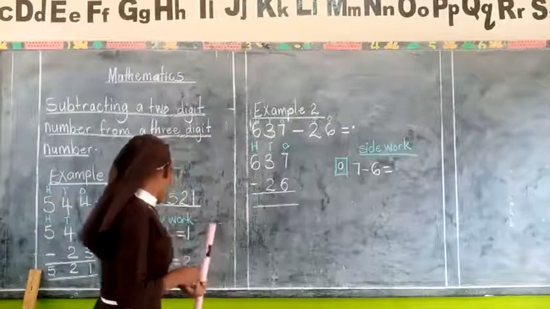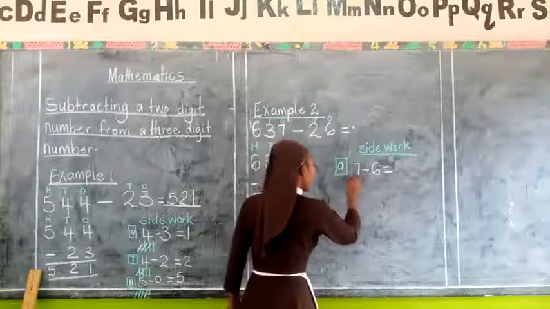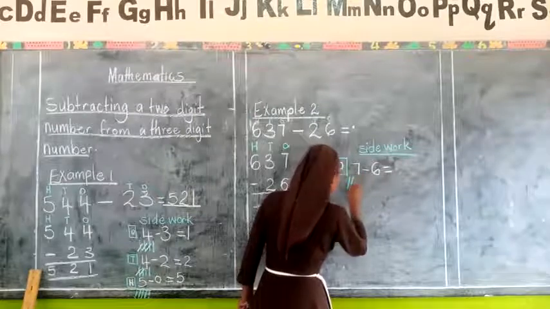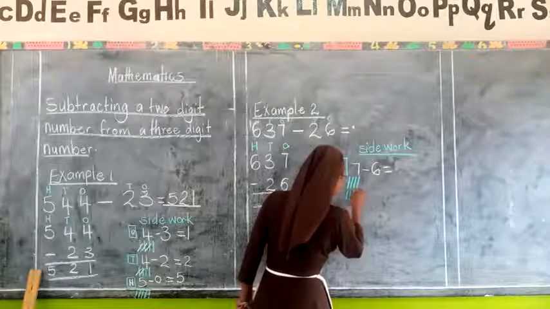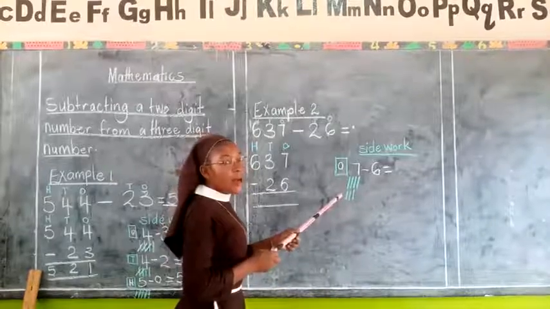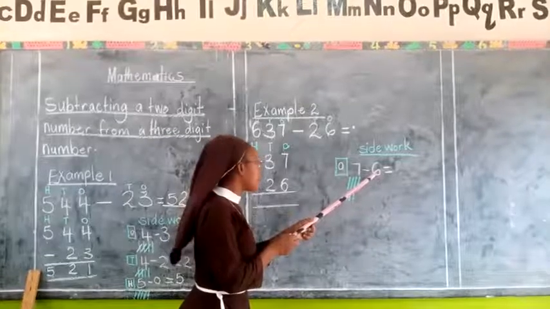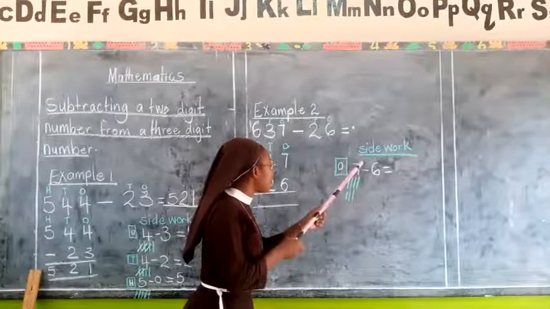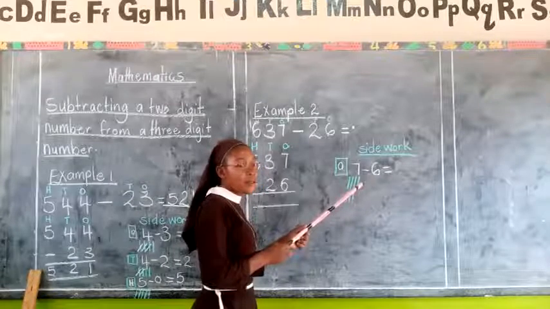As I said, today we shall use sticks, but we are going to draw them in our book. So I will draw my counters here as sticks. 1, 2, 3, 4, 5, 6, 7. These are 7 sticks or 7 counters. From these 7, I'm supposed to take away 6. These are 7 counters from which I'm supposed to subtract the 6.